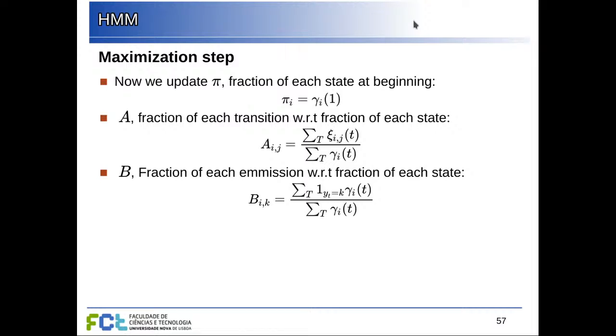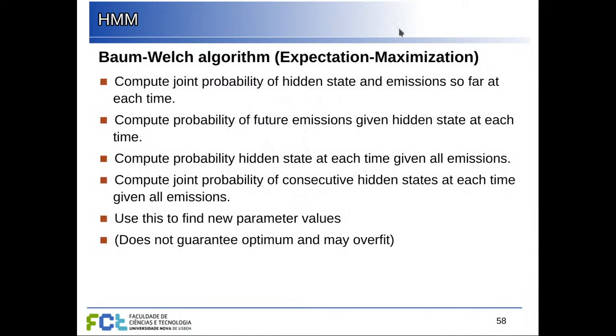And this is again an example of expectation maximization, where we go back and forth between optimizing the parameters and estimating the values of the hidden variables until we reach convergence. So basically, we're going to compute the probabilities of the hidden states and the emissions at each particular point, and then the probability of future emissions from any particular point.